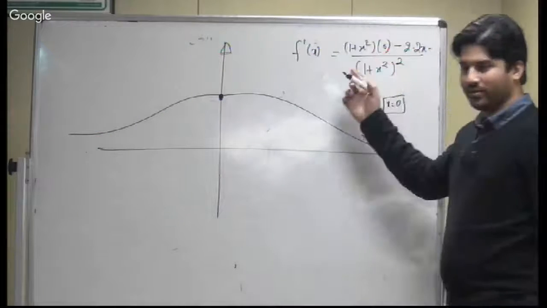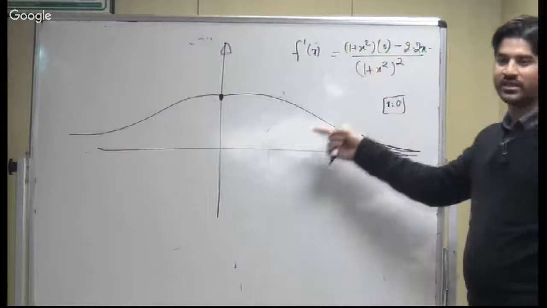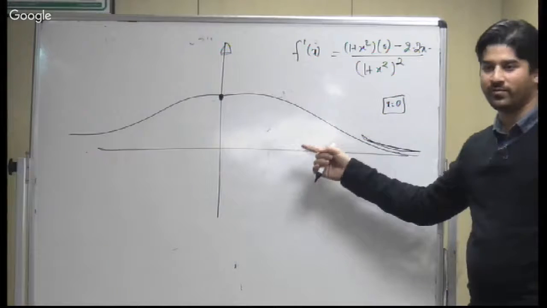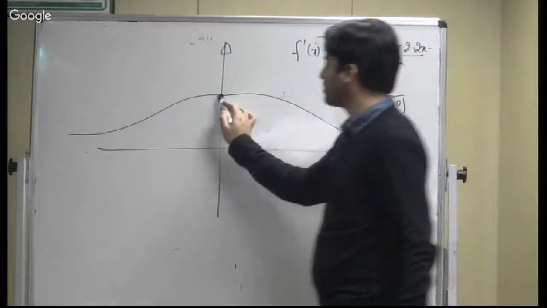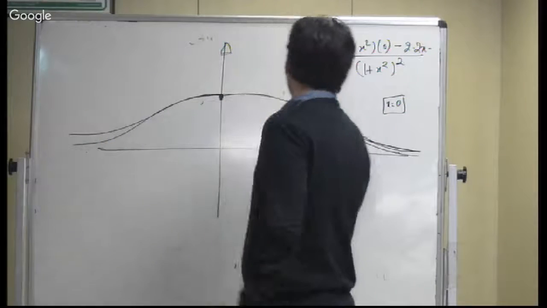If you put numbers in, you could also guess. It's something like this only, right? So this is my local max. So it will be something like this graph.